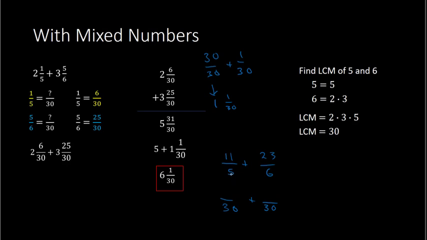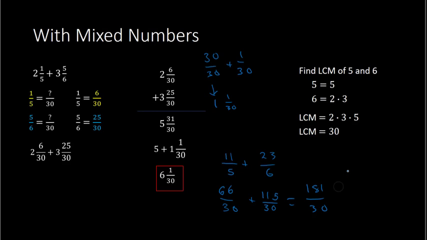So the first fraction, 5 times 6 is 30. So 11 times 6 would give me 66. Second fraction, 6 times 5 is 30. And then 23 times 5 would give me 15, carry the 1, be 115. So then add the tops together. 66 plus 115 would give me 181 over 30.